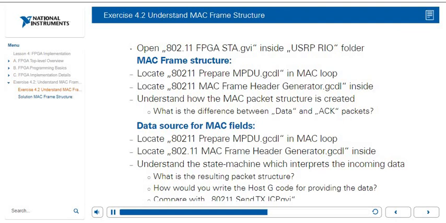Also, to look at the data source for MAC fields, locate again prepare mpdu.gcdl in the MAC loop, and within this, again, look at ADA21 MAC frame header generator.gcdl. From this block, understand the state machine which interprets the incoming data. What is the resulting package structure? How do you write the host G code for providing the data? And then compare this with the ADA21 sendtx icp.gvi.